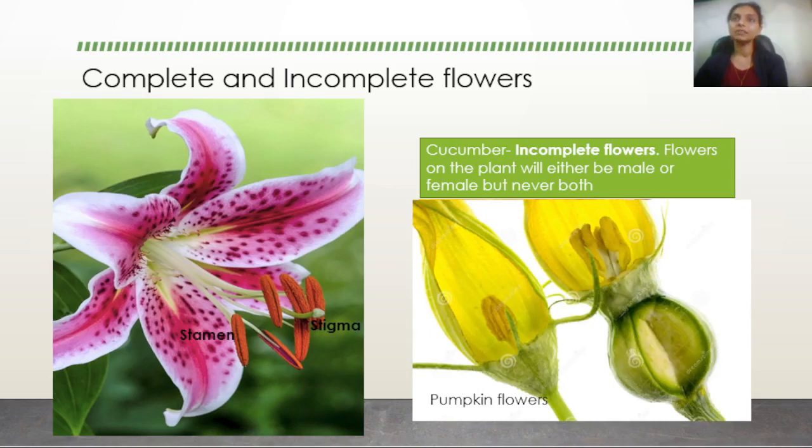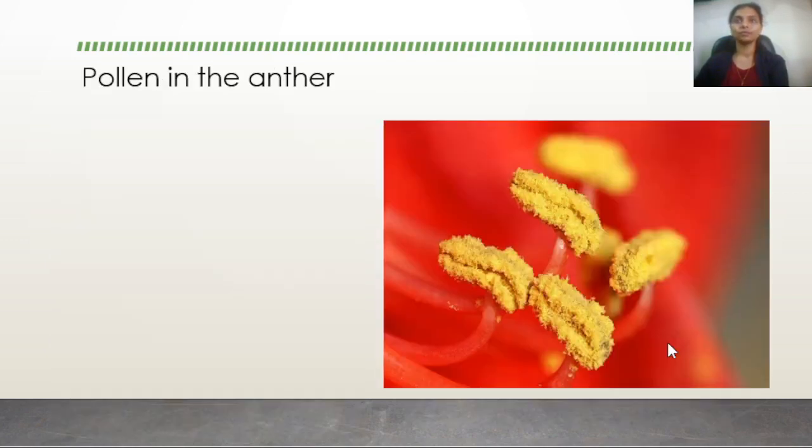Another example is pumpkin flowers. Pumpkin flowers also are incomplete flowers which have a male as well as a female flower. Here you can see that the ovary of the female flower has been dissected or cut open to show you. And you can see some small structures inside the ovary. These structures are called ovules.